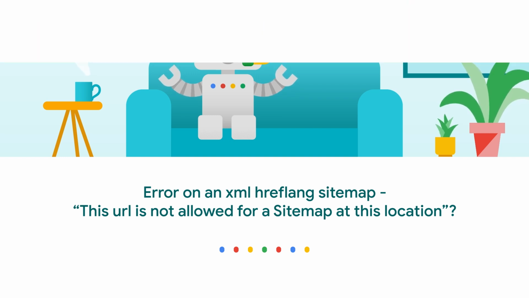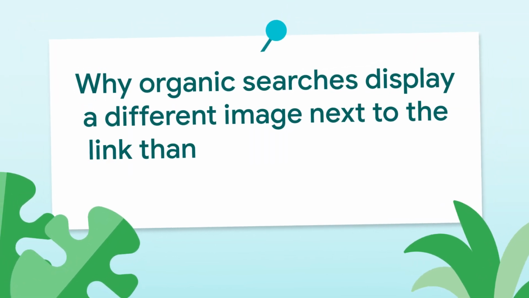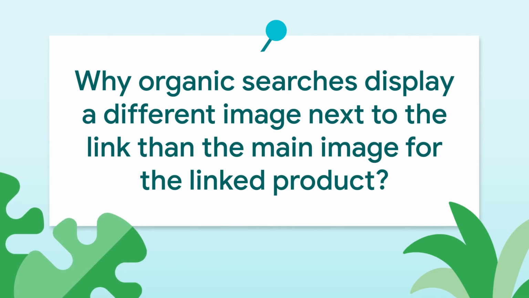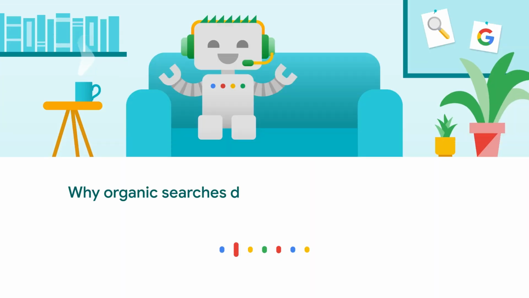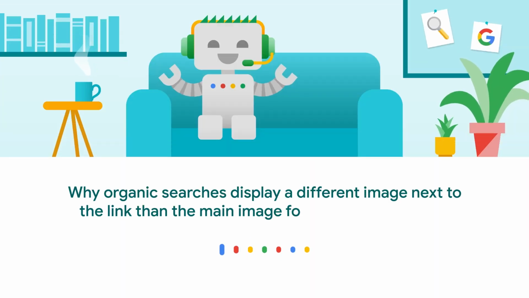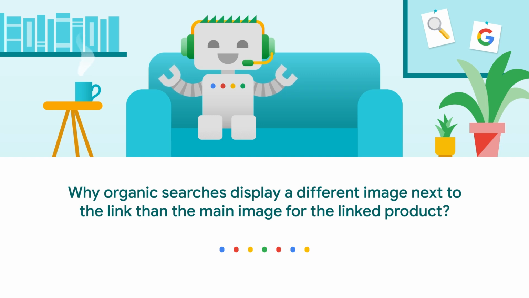Hope that helps. Martina is asking, why do organic searches display a different image next to the link than the main image for the linked product? The images within Google search results are not necessarily the main image of the page, but rather the image that's the most relevant to the user's query based on the signals we have for that particular image.